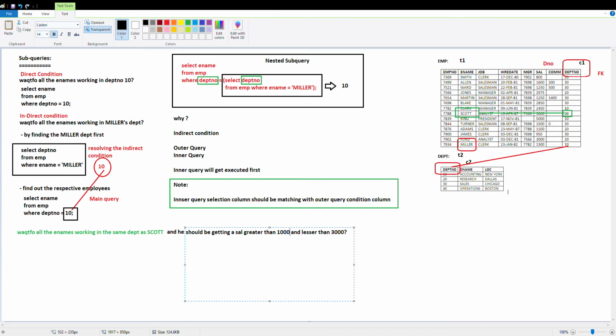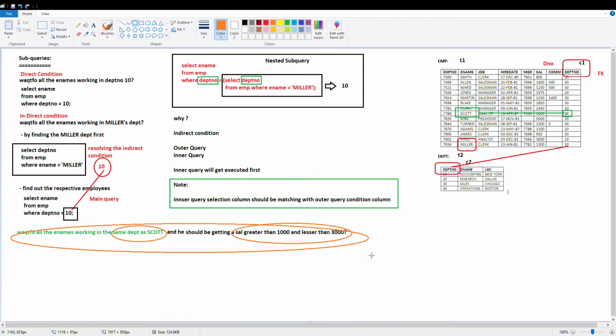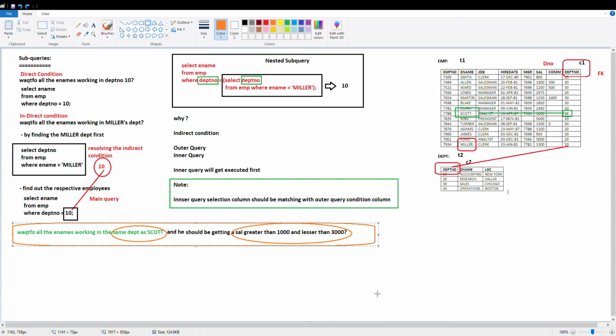Again, look at here. So what is happening? I'm having an indirect condition here. Try to understand. I'm having an indirect condition, then I'm having a direct condition. So this question itself is a combination of direct and indirect. How do you solve this question? Try to understand.